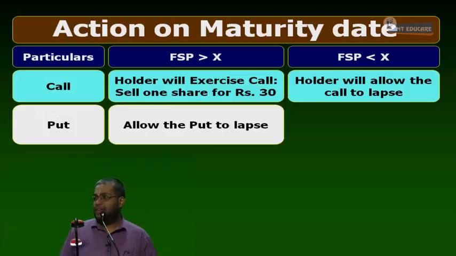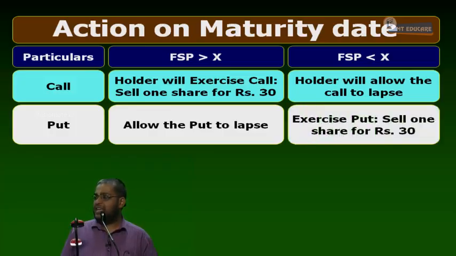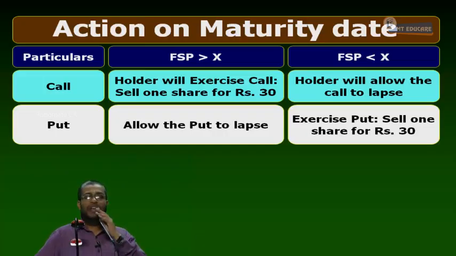Second case, FSP less than X. Will I exercise or not? Yes. Exercise put option and sell one share for rupees 30. Everybody, are you understanding it or not? Now, next.